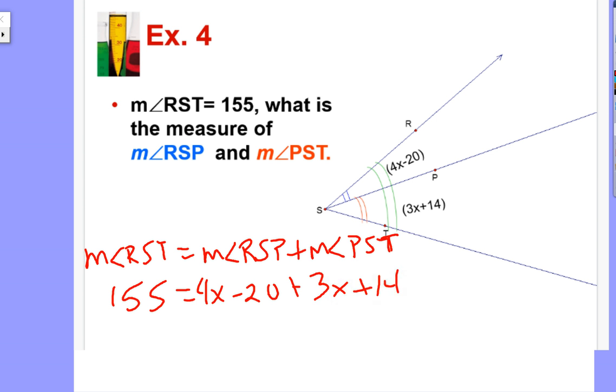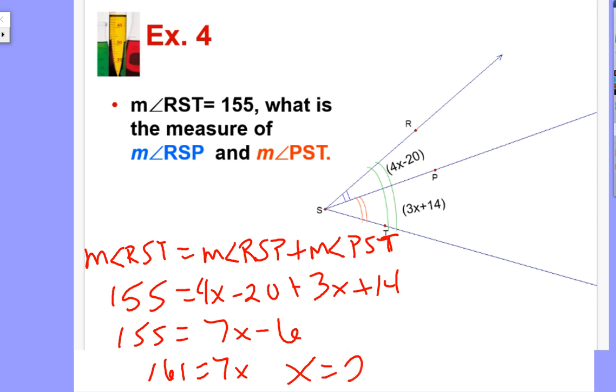So now we've put ourselves in just a basic algebraic equation. Let's go ahead and identify some key things. We have like terms of 4x and 3x, which make 7x, and we have negative 20 plus 14. So 155 equals 7x minus 6. When we add 6 over, we get 161 equals 7x. At this point, what we're going to find is the value of x. Now keep in mind, that's just the value of x. Division gives us that x is 23.